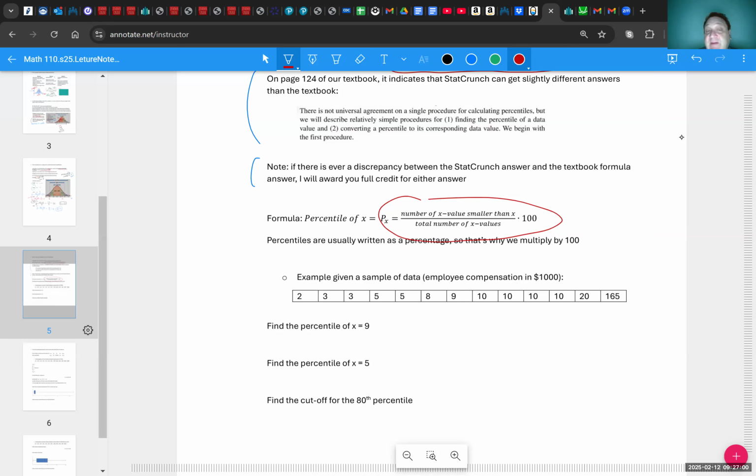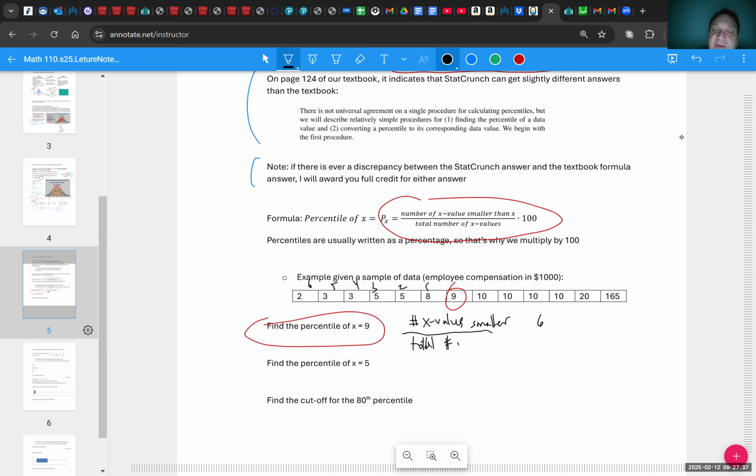So let's do that. This is an example. Let's find the percentile of X equals 9. So here's X equals 9. We have to count the number of data values that are smaller. So 1, 2, 3, 4, 5, 6. There are 6 data values that are smaller. So the number of X values that are smaller is 6. And then we divide that by the total number of X values.